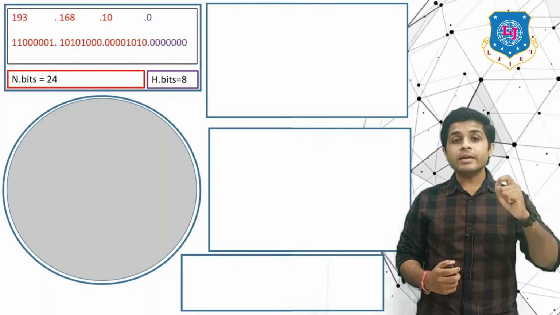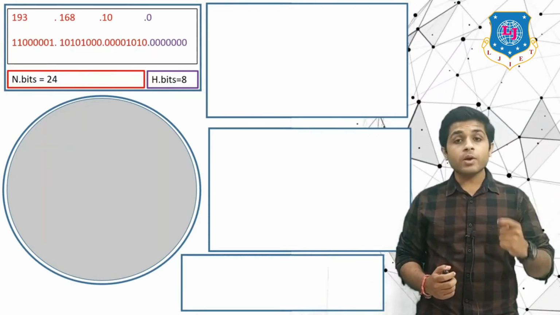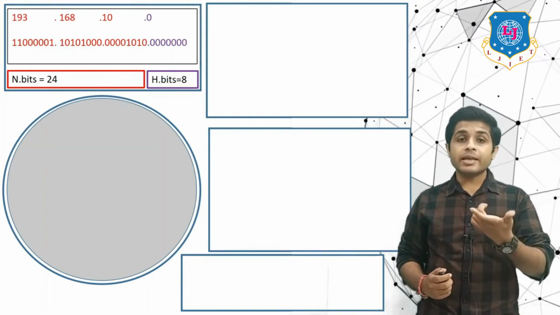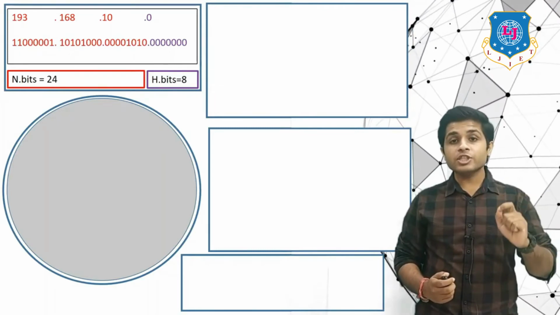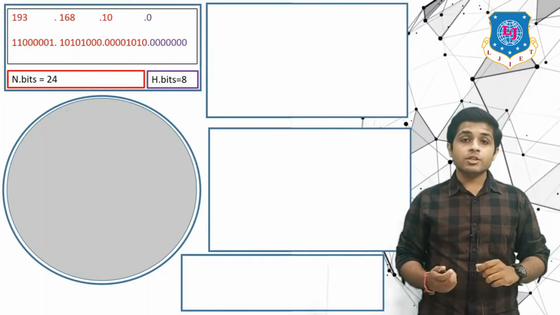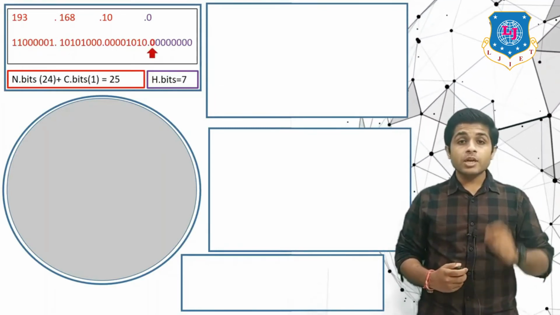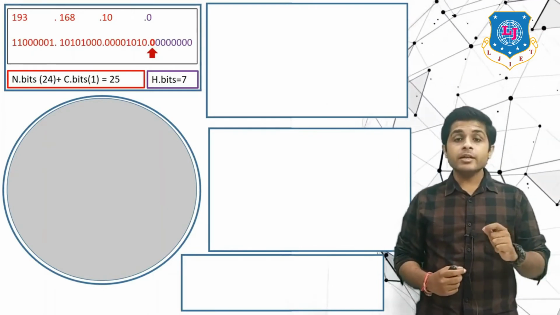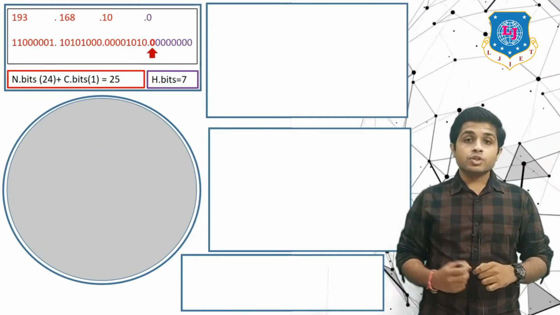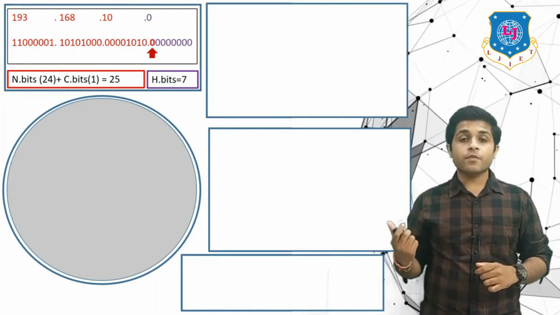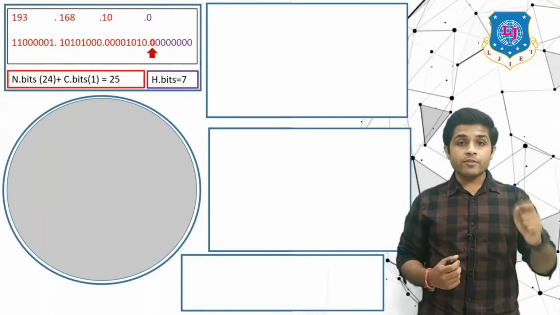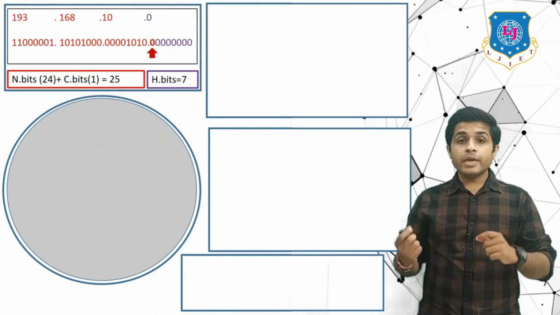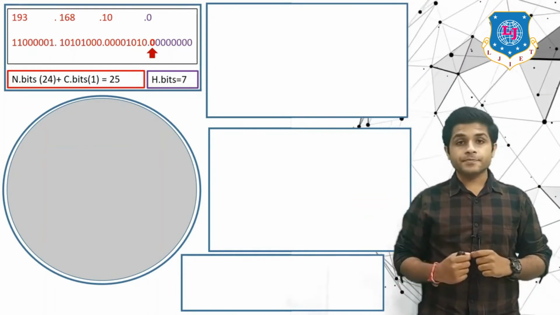To divide the network into subnets, we will convert the host bits into network bits. Because network bits cannot be changed, we can only change the host bits. So let's change the host bit. Now you can see that that particular bit is converted into a network bit. So the host bits change from 8 to 7 and the network bits change from 24 to 25. So we have converted one host bit into a network bit.